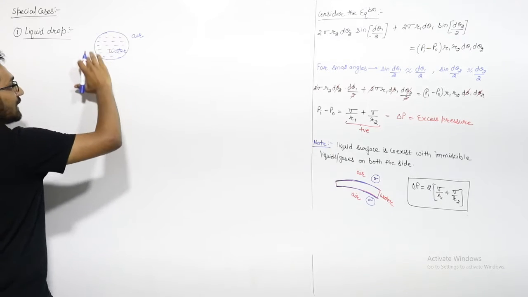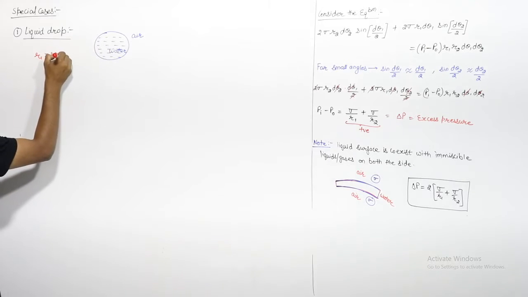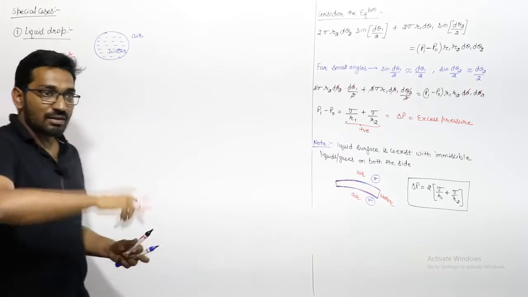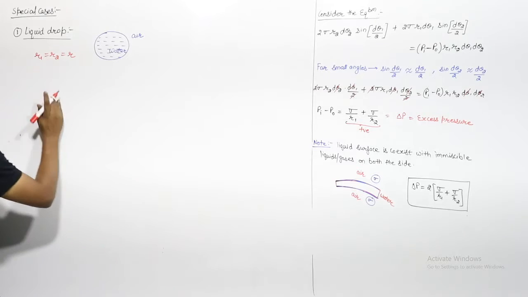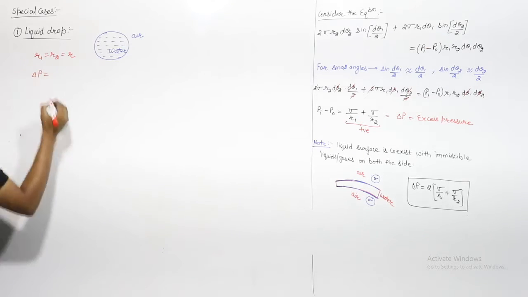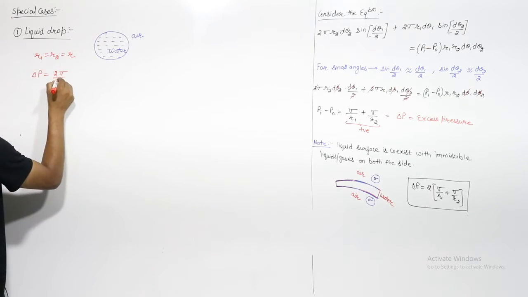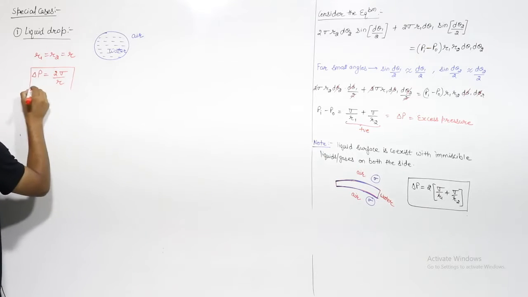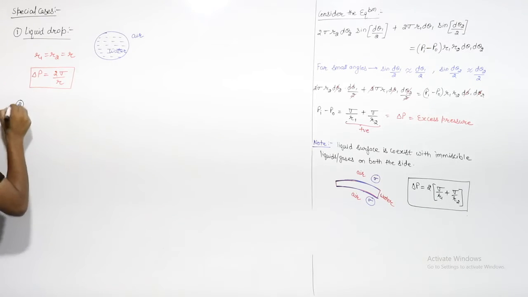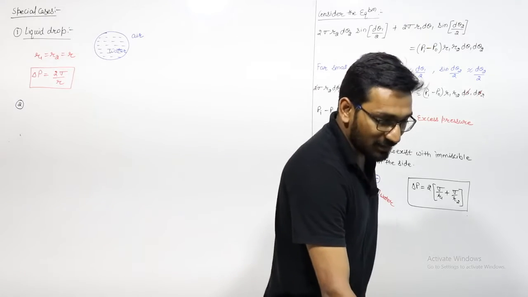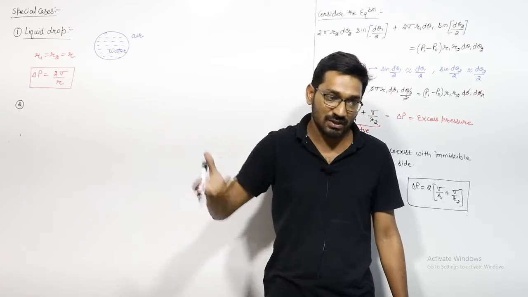So we have only one interface, and in that case R1 is equal to R2, which is equal to R. In the liquid drop all the surface radii will be equal. So in this case the excess pressure in the liquid drop will be equal to 2 sigma upon R. Sigma is the surface tension between water and air. If these fluids change, then the surface tension will change.